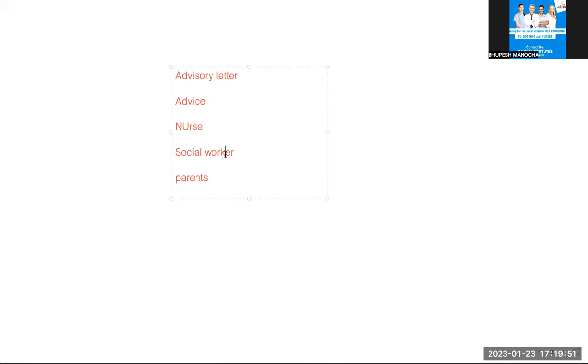But still, suppose you're writing to the family, or to a school teacher, and your patient is a school-going student, so you want to give some instruction to the teacher, so you will send her the advisory letter. Then you can say it is an advisory letter. Or you are writing to a community nurse, then you can say it is advised to you to give medications on proper time. So this becomes advice.